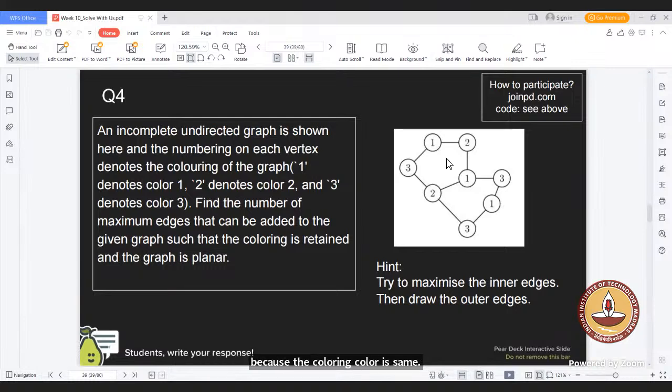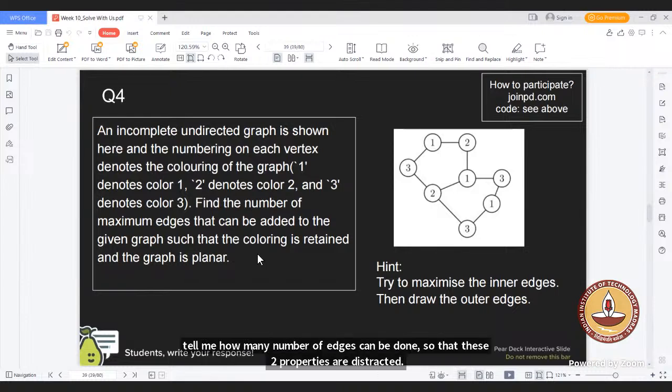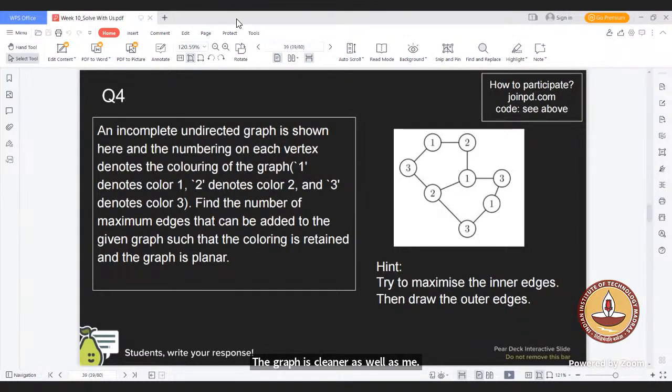And the edges also can't intersect. So just try to draw that and try to maximize the number of edges that can be drawn, and tell me how many edges can be drawn so that these two properties hold: the graph is planar as well as the coloring is retained. Okay, so everyone got this question?